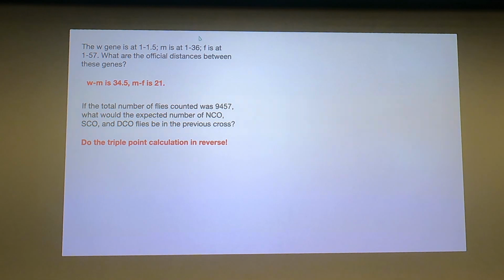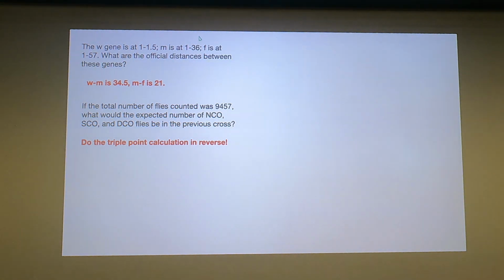I'll give you a big hint. We're going to do that triple point calculation in reverse. Okay, so when we do it in reverse, we know the distances between white and miniature and miniature and forked. So what do we expect the double crossovers, the frequency to be? To have a double crossover, you're going to have a crossover between white and miniature and a crossover between miniature and forked.